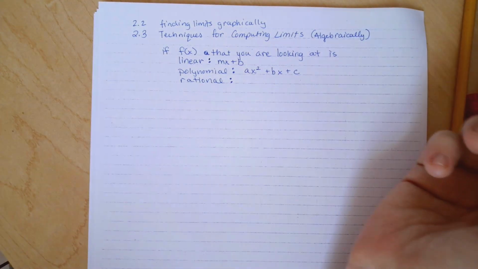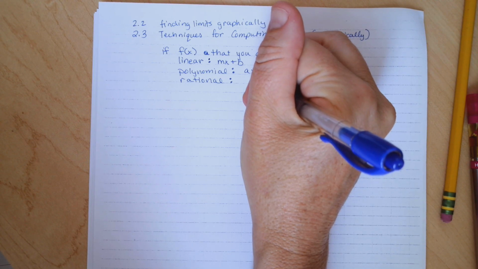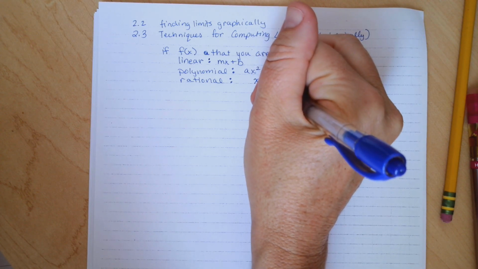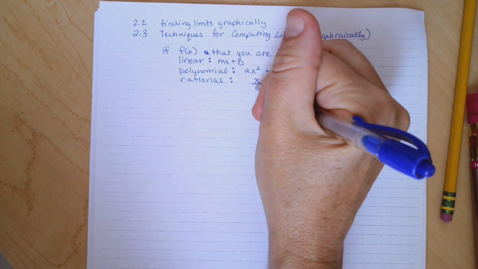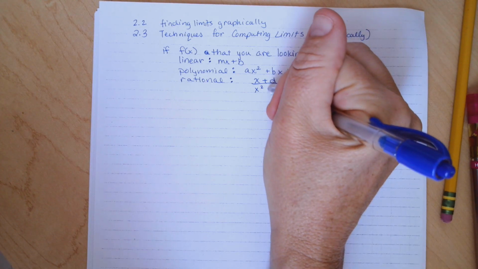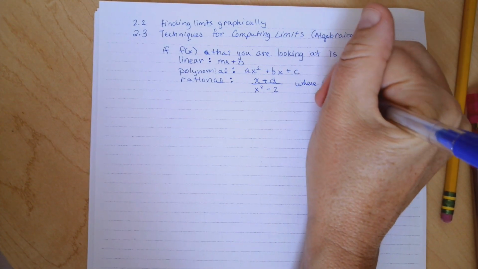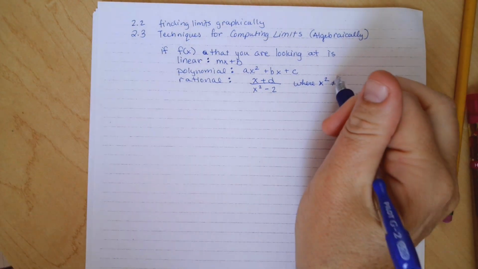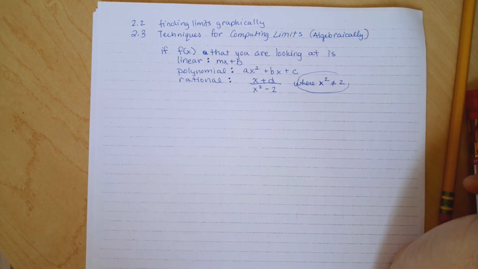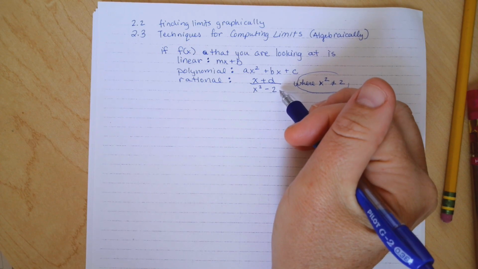What does it mean to be rational? It means you have some kind of function in the top, x plus d, and then on the bottom you have some other function, x squared minus 2, where x squared does not equal 2. Why did I write this over here, where x squared doesn't equal 2? Why does that matter? Right, we want to make sure that this isn't 0.